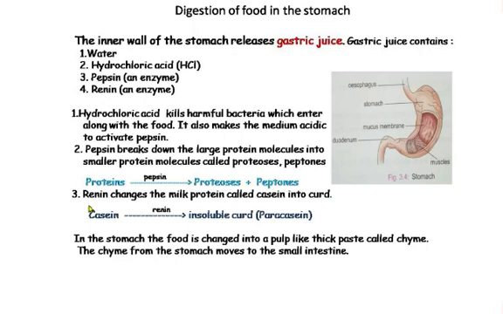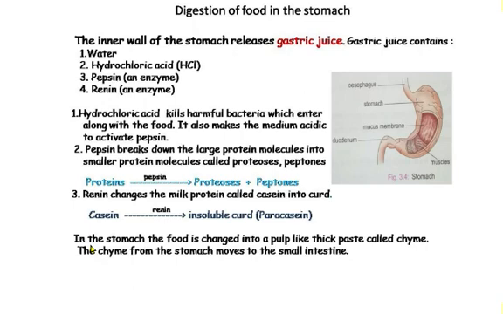Renin, what is its function? Renin, this enzyme, changes the milk protein called casein into curd. Casein in the presence of renin gets converted into insoluble curd called para-casein.